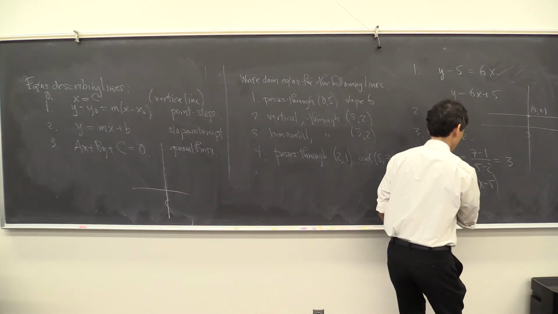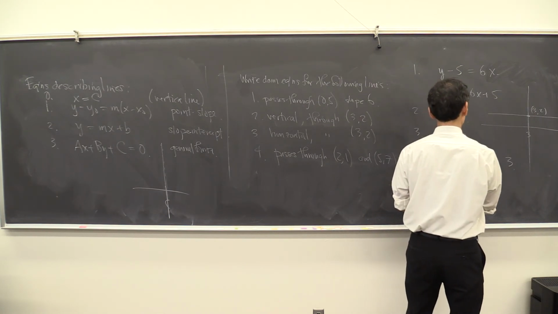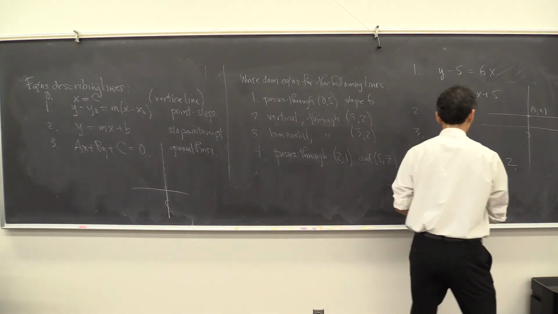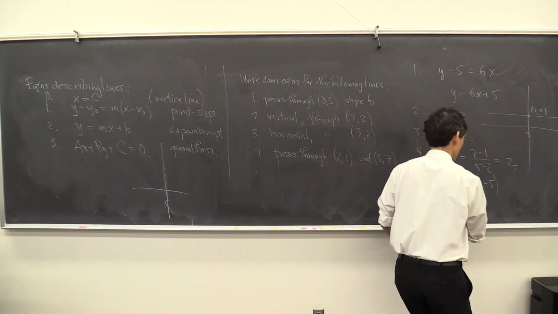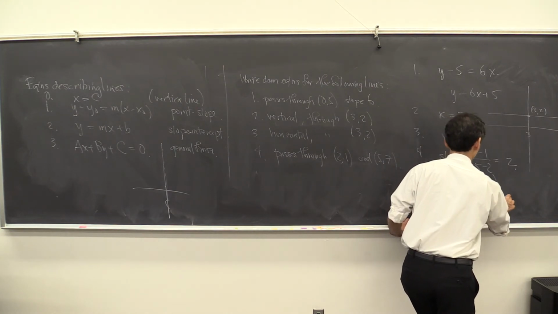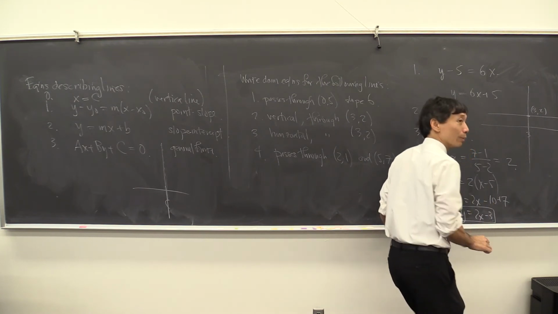So y minus 7 equals 2 times x minus 5 instead of 3. Oh, I'm sorry, the slope was 2, sorry. And then so I did y equals 2x minus 10 plus 7. And then y equals 2x minus 3. Okay, so at the end you converted it to slope-intercept form.